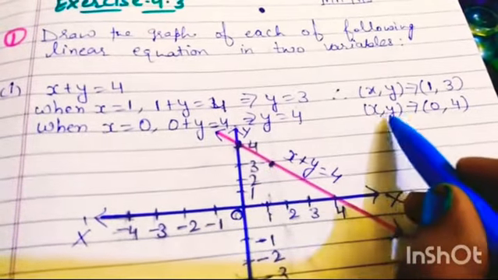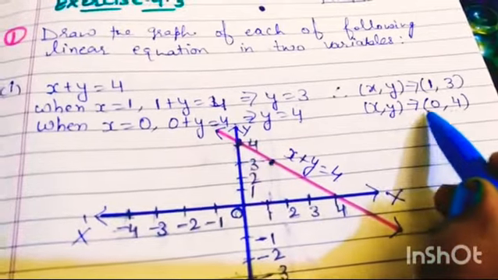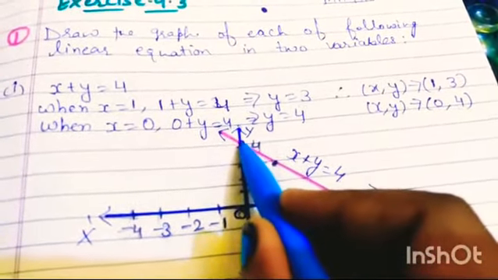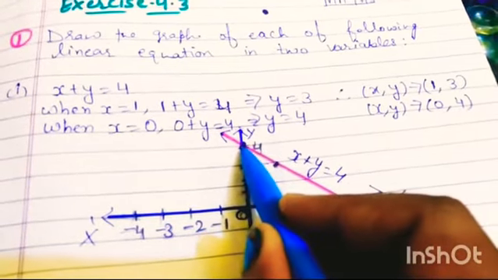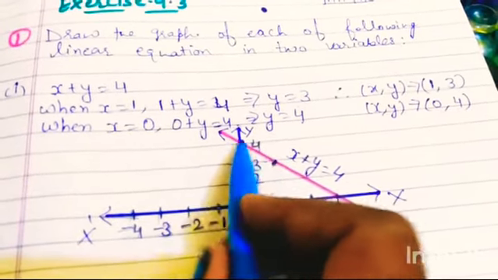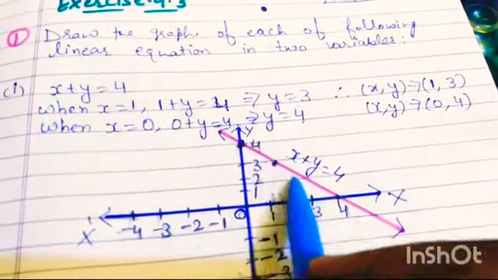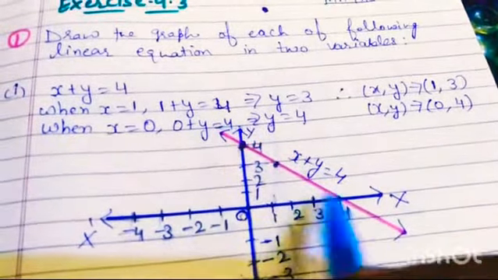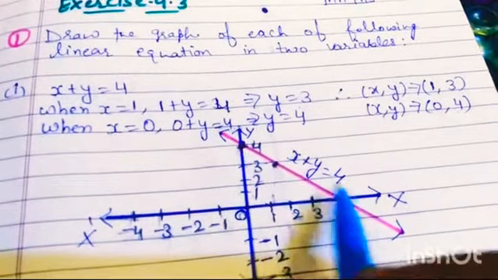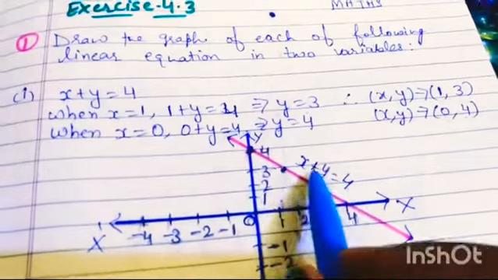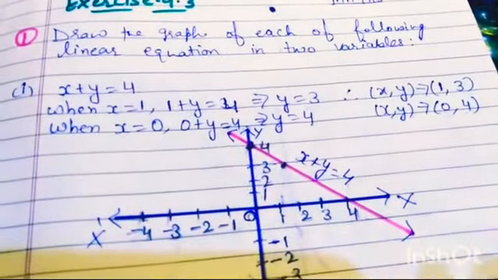Then secondly we have to plot the point 0 comma 4. Here x value is 0 and y value is 4. Therefore this is the required point. Now we will join these both points and draw a straight line. When we join these both points we get a straight line, which is known as x plus y equal to 4. This is the graph of this linear equation.